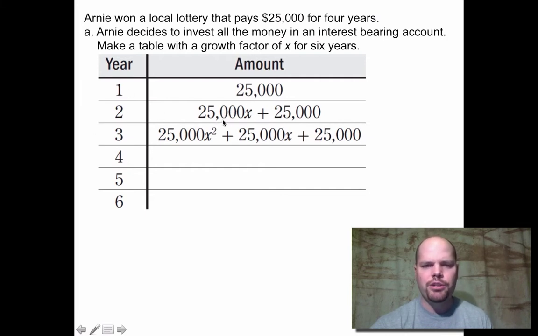Second year, $25,000 times the growth factor of X, because the first year's money has now been in that account for 1 year, plus $25,000 for the next year. Okay, so the third year, $25,000 from the first year has sat in the account for 2 years. The $25,000 from the second year has now been in there for 1 year, so you get a growth factor of X squared, a growth factor of X, plus $25,000 more.